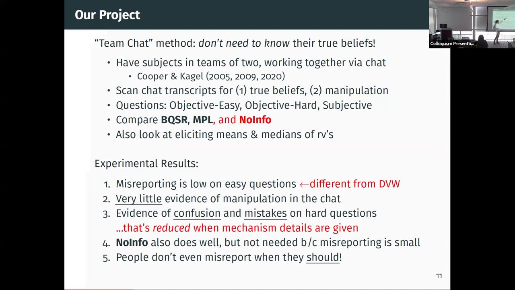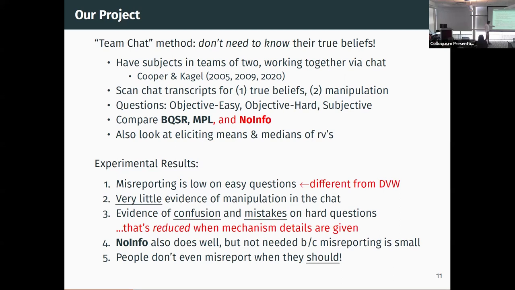Okay, so to fill in our design, because of that paper, we're going to add a treatment where we take away information. So we do the BQSR, but with no information about how the incentives work. We just tell people it's in their best interest to be truthful. All right, so we still get misreporting on these low-probability questions. That's different from the previous paper. The confusion and mistakes on hard questions actually go down when mechanism details are given. So this suggests that when you show people the formulas, like the BQSR payoff formulas, it seems to trigger more calculation in people's minds. They actually do a better job of identifying the correct probability.